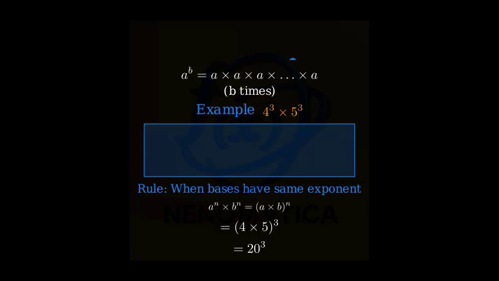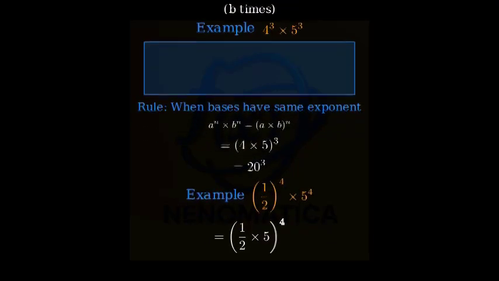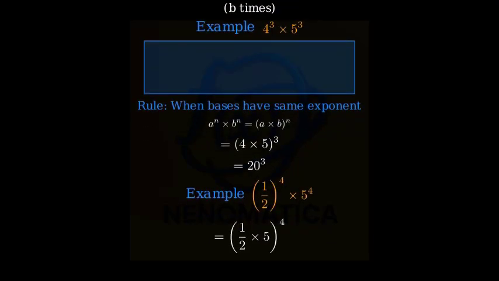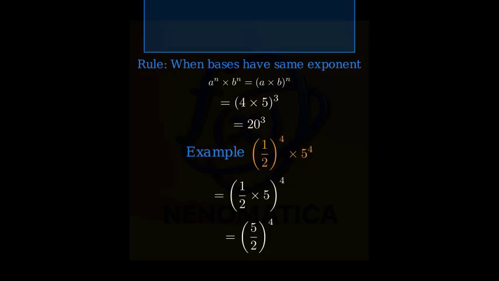In our second example, we have 1/2 to the power of 4 times 5 to the power of 4. First, we can use the same rule as before, rewriting this as open parentheses, 1/2 times 5 close parentheses to the power of 4. Next, we multiply inside the parentheses. 1/2 times 5 equals 5/2, or 2.5. So we have the fraction 5 over 2 to the 4th power, which is our answer.